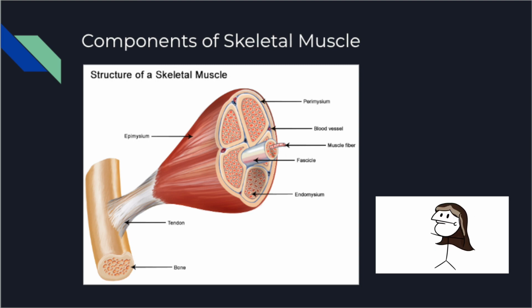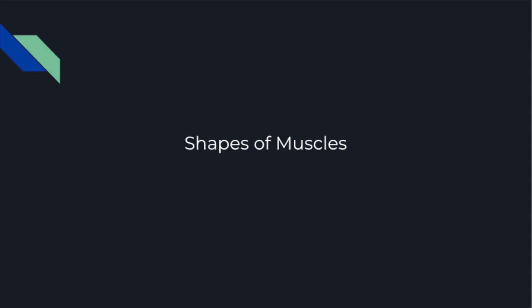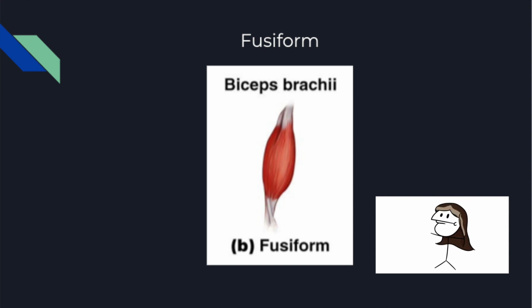Lastly, the fascia is the outermost layer of the muscle, separating neighboring muscles from each other and from the subcutaneous tissue. There are several shapes of muscles that are determined by the orientation of the fascicles in the perimysium. The first shape is fusiform. These muscles are thick in the middle with tapered ends, making them relatively strong depending on their diameter. Some examples of these muscles are the biceps brachii muscles and the gastrocnemius muscle.